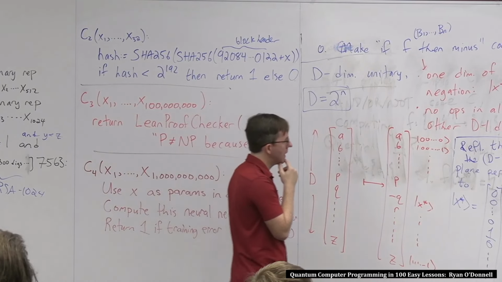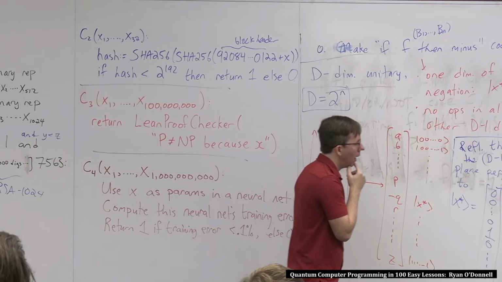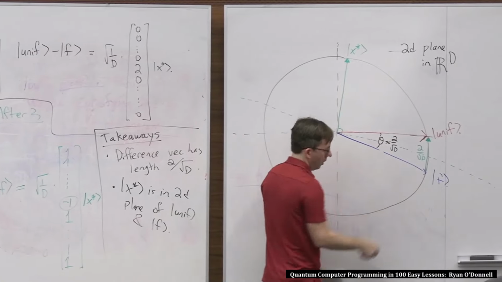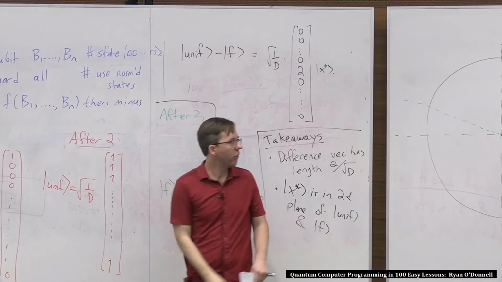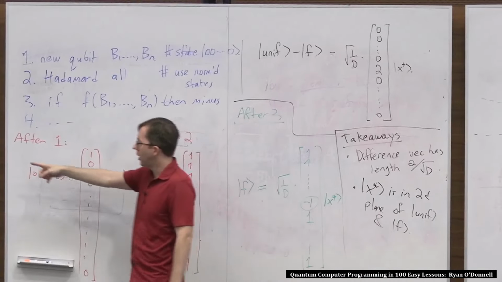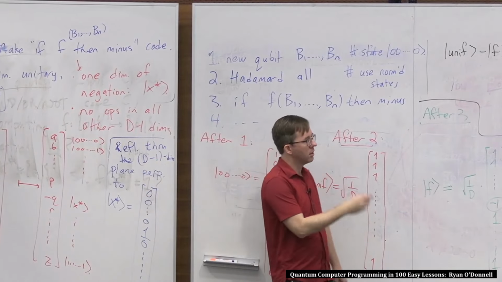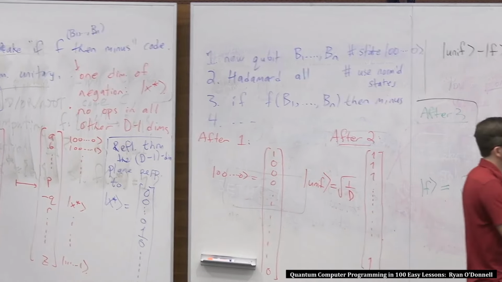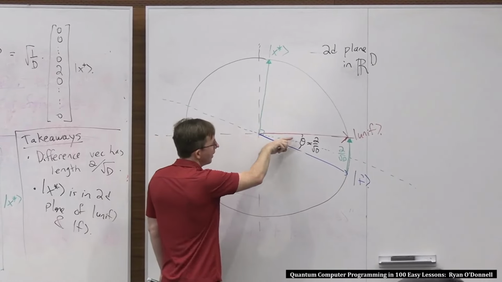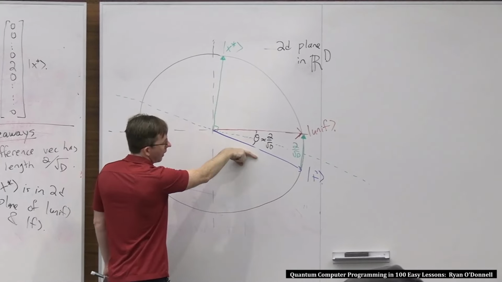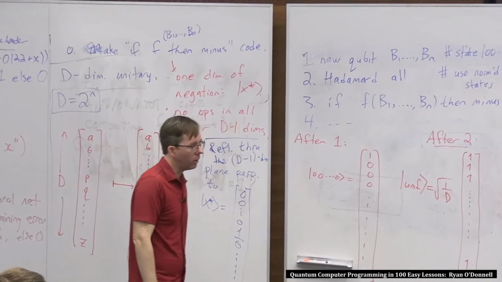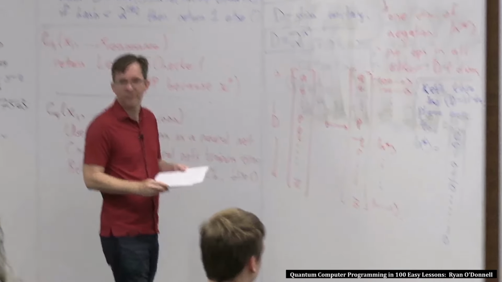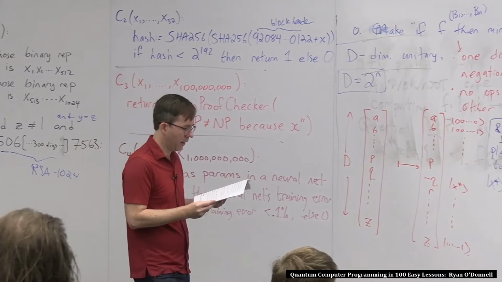Maybe what I had in mind is that unif is some vector, true. But how do we get ket f? We got it by applying if f then minus to uniform. So we did this operation, reflection through the plane perpendicular to x star, to unif, and we got the ket f. So we did this reflection through whatever this dashed green line is. If you reflect uniform through it, you get ket f. So that means it goes right between them. Does that make sense? Okay.